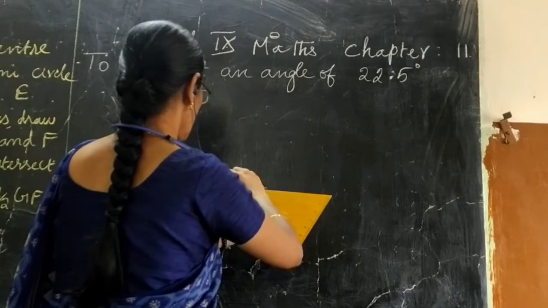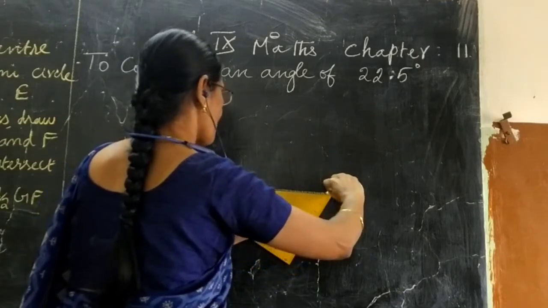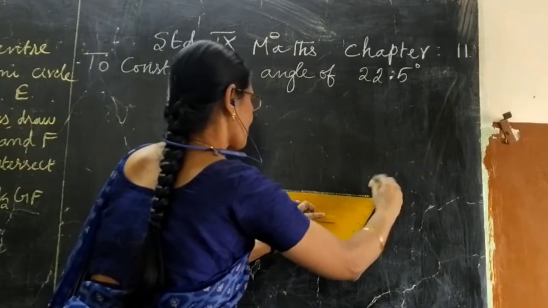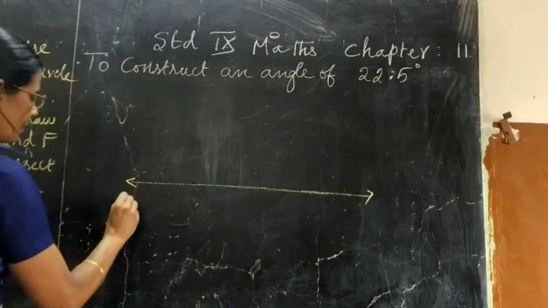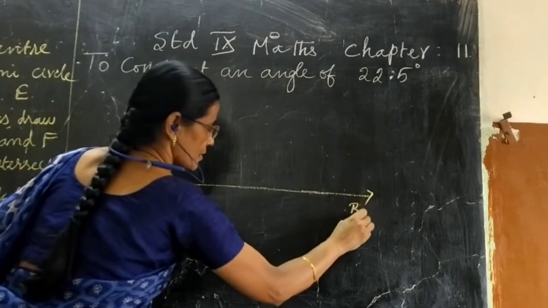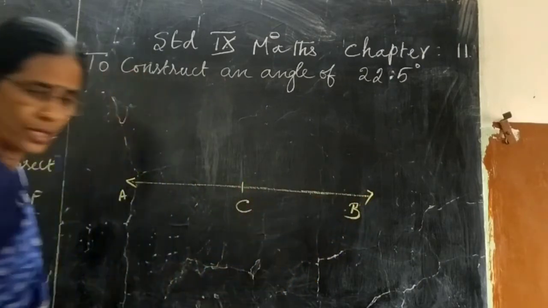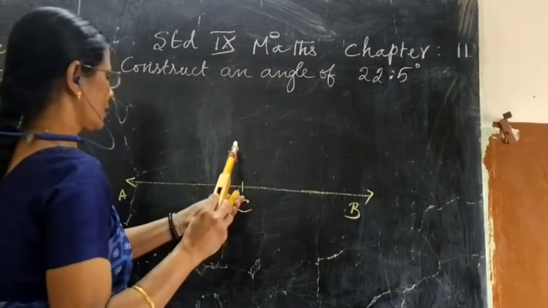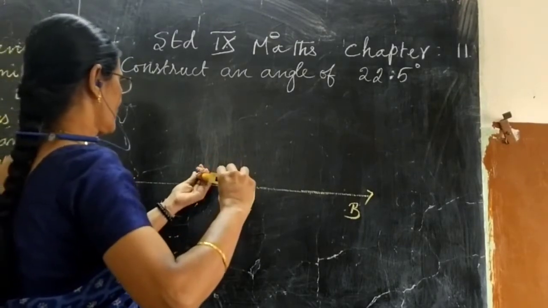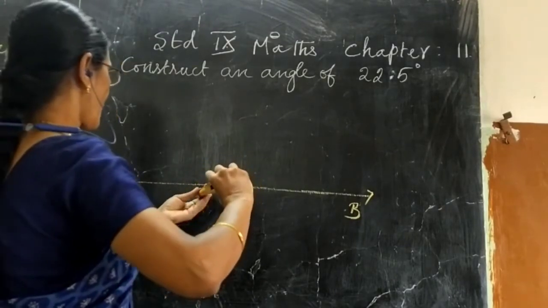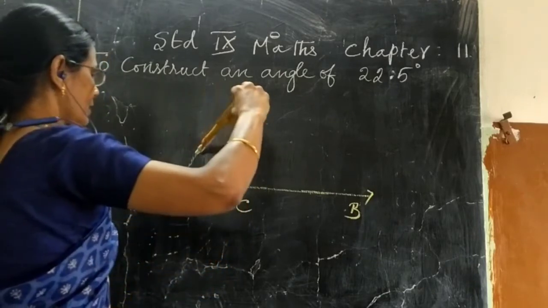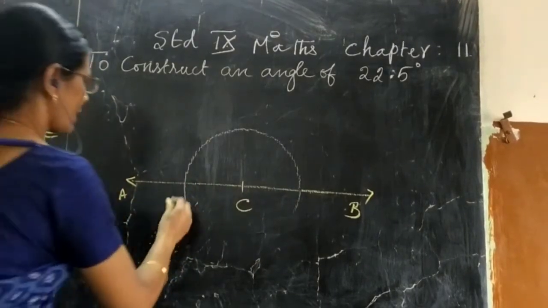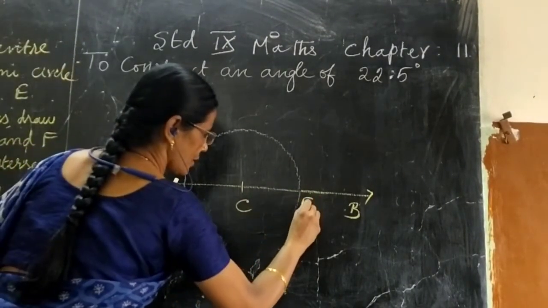So as before, a line is drawn. The name of the line is AB. And we are going to take a point C on it. It's just the 45 degree construction. First, C center and any convenient radius, a semicircle is drawn. The semicircle intersects the line at the points D and E.